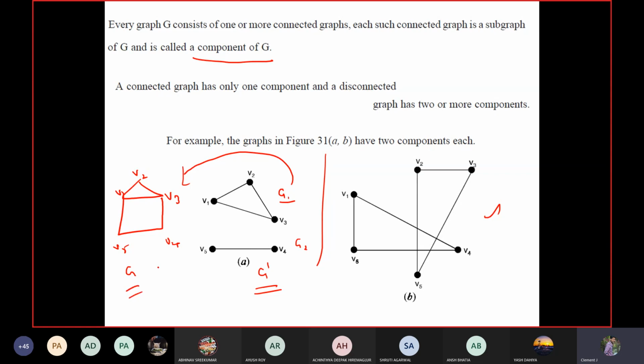Let me ask one more thing: consider this G3. Is this a component of G or not? Yes or no? Yes. Is this okay now? Because it follows the subgraph property of G, it can be a component of G. Okay, next.